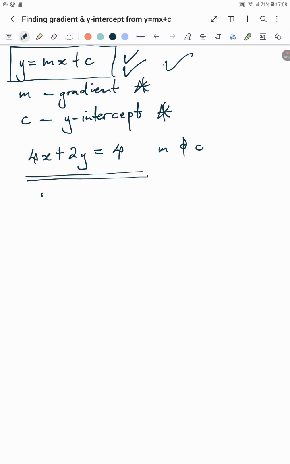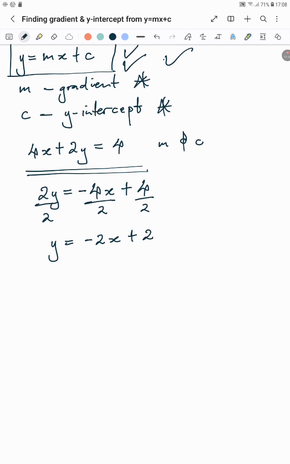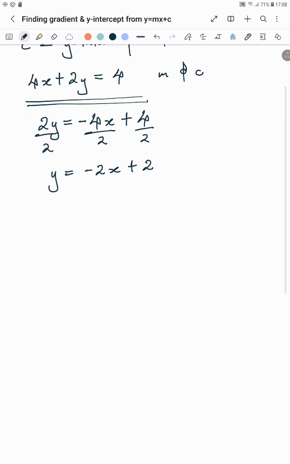So here I'm going to take 4x to the right hand side, it becomes negative, and then I divide throughout by 2. I'm going to end up with y is equal to minus 2x plus 2. So once the equation is represented in this way, I can find m and c, which means here m is equal to minus 2 and c is equal to 2.